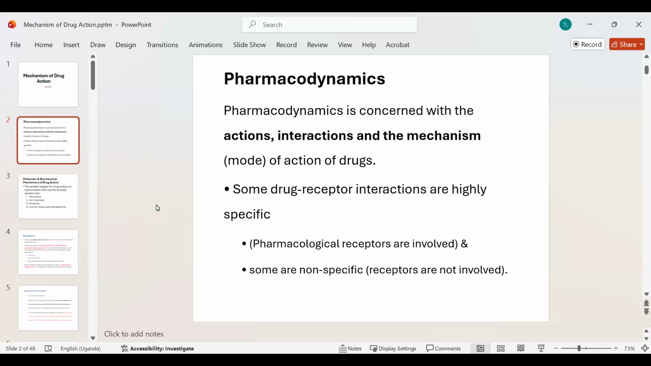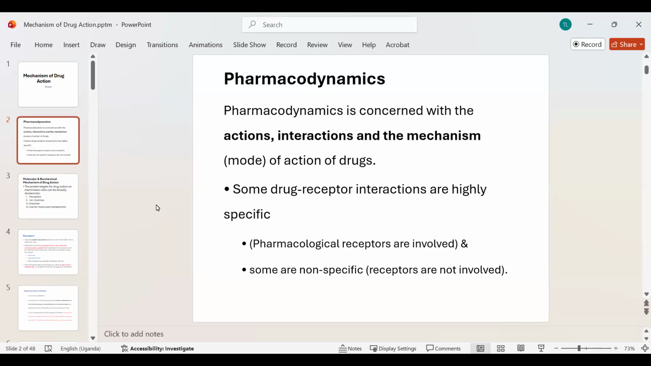So some drug receptor interactions are highly specific, as we are saying, and some are not specific. Some are going to be binding to basically those receptors, the physiological receptors or the pharmacological receptors, while others you might not find receptors getting involved. There are some drug interactions that usually work when there's no receptor that gets involved.